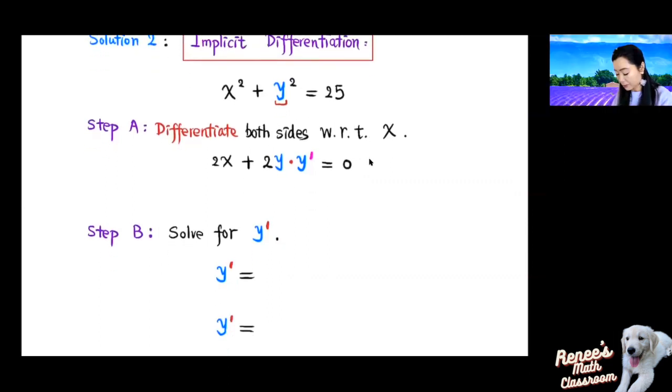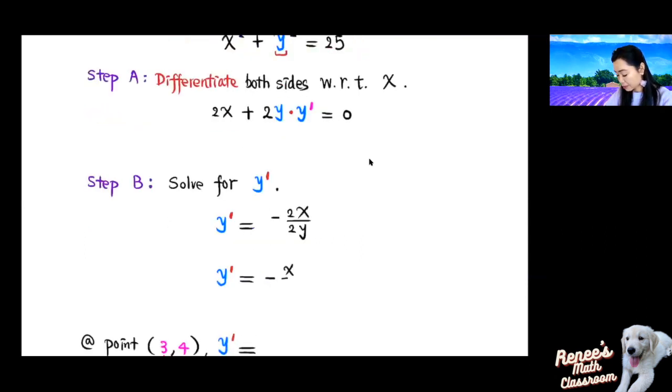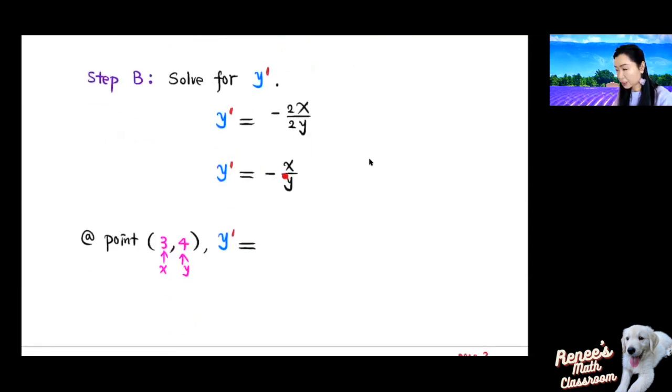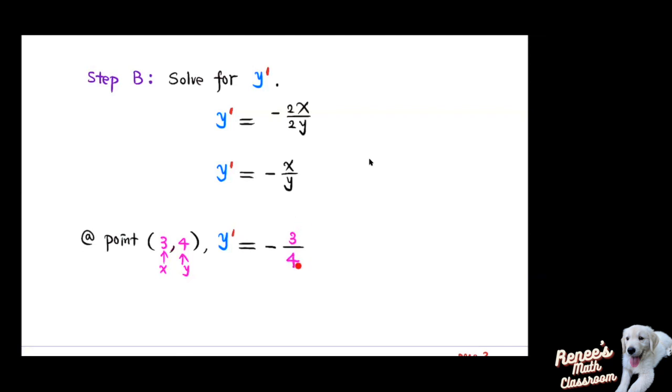Now we're going to solve for y prime. So solving for y prime here, y prime is going to equal negative 2x over 2y. And you reduce it, so it's negative x over y. Now we're trying to find y prime at this point on the curve. So we can substitute x to be 3, y to be 4 into this. So we get y prime is negative 3/4. Is this the same result that we got? Yes, that's the same result as the first method.